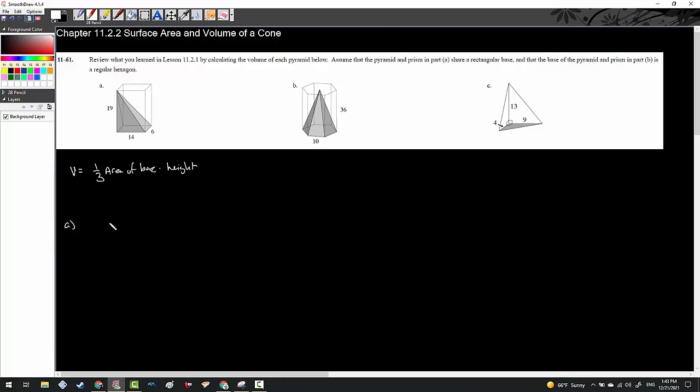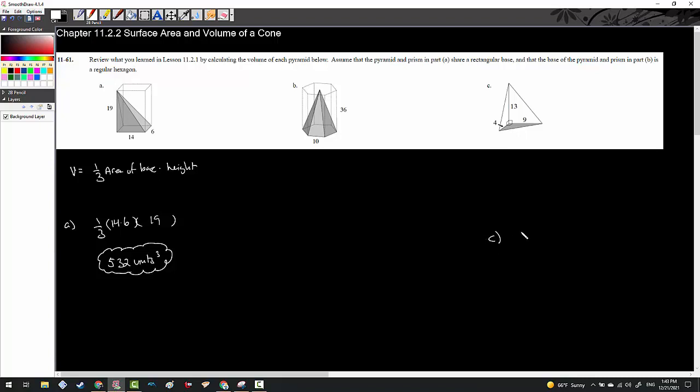So in part A here, I'm going to do 1/3 base times height. The height is 19, which is good. And even though it's an oblique pyramid, the height is still how far up it goes. The base is just going to be simply 14 times 6. And so once you multiply all that together, you should end up getting 532 units cubed. All right, so for part A, should be pretty obvious. I'm probably going to save the hexagon for last just because it is the most complicated shape out of all of them. Part C, I'll go ahead and do real quick.